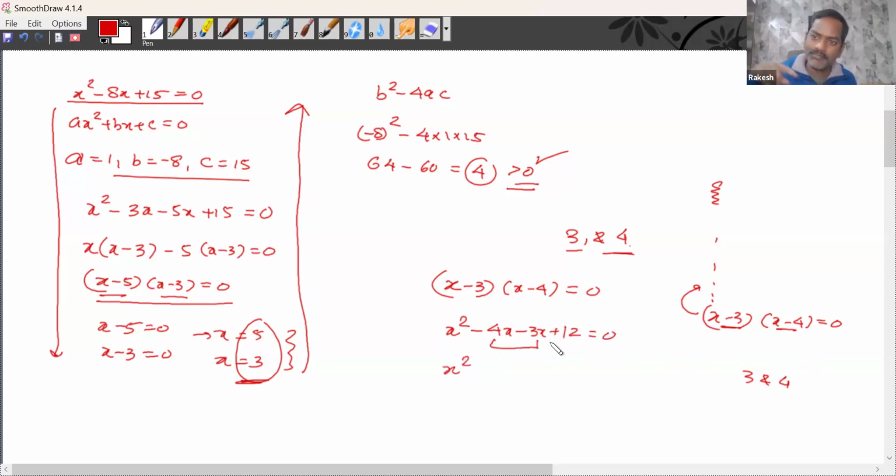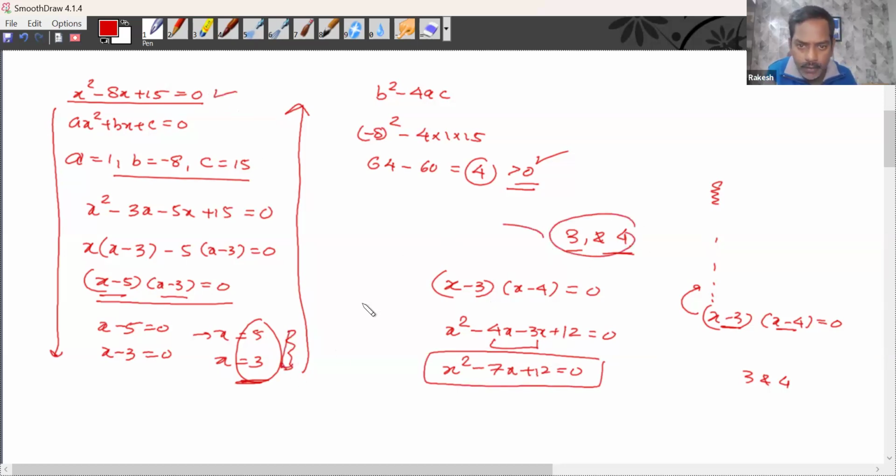x square minus 4 minus 3 means minus 7, because we can take minus in common. Minus 7x plus 12 equal to 0. Yes, we have got that equation. That means if the equation is given, we can find the roots. If the roots are given, we can find the equation. The logic is same. Correct?